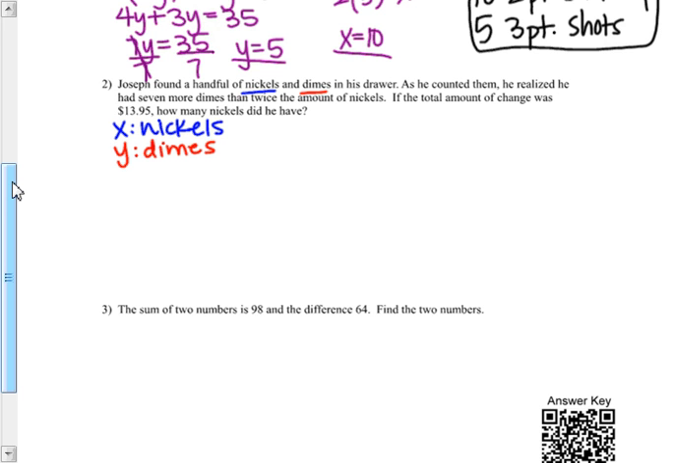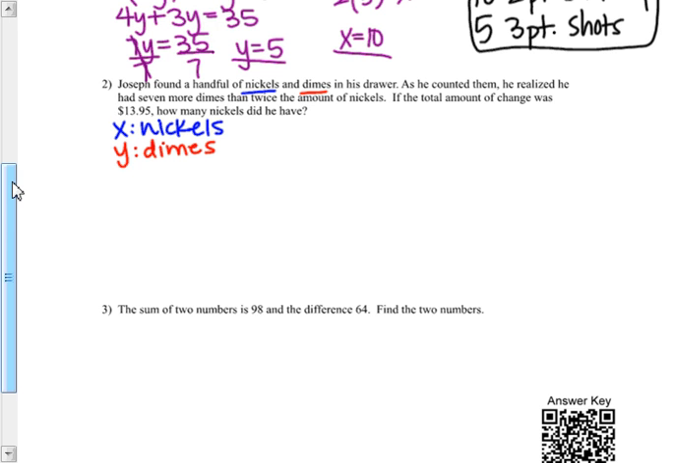All right, then I have to create some equations. Because this involves money, I have to be really careful here with what exactly a dime is. How much is a dime worth? How much is a nickel worth? Well, a dime is only 10 cents, and 10 cents is only 1/10 of a dollar. So I can't write 10y. I have to write 0.1y.